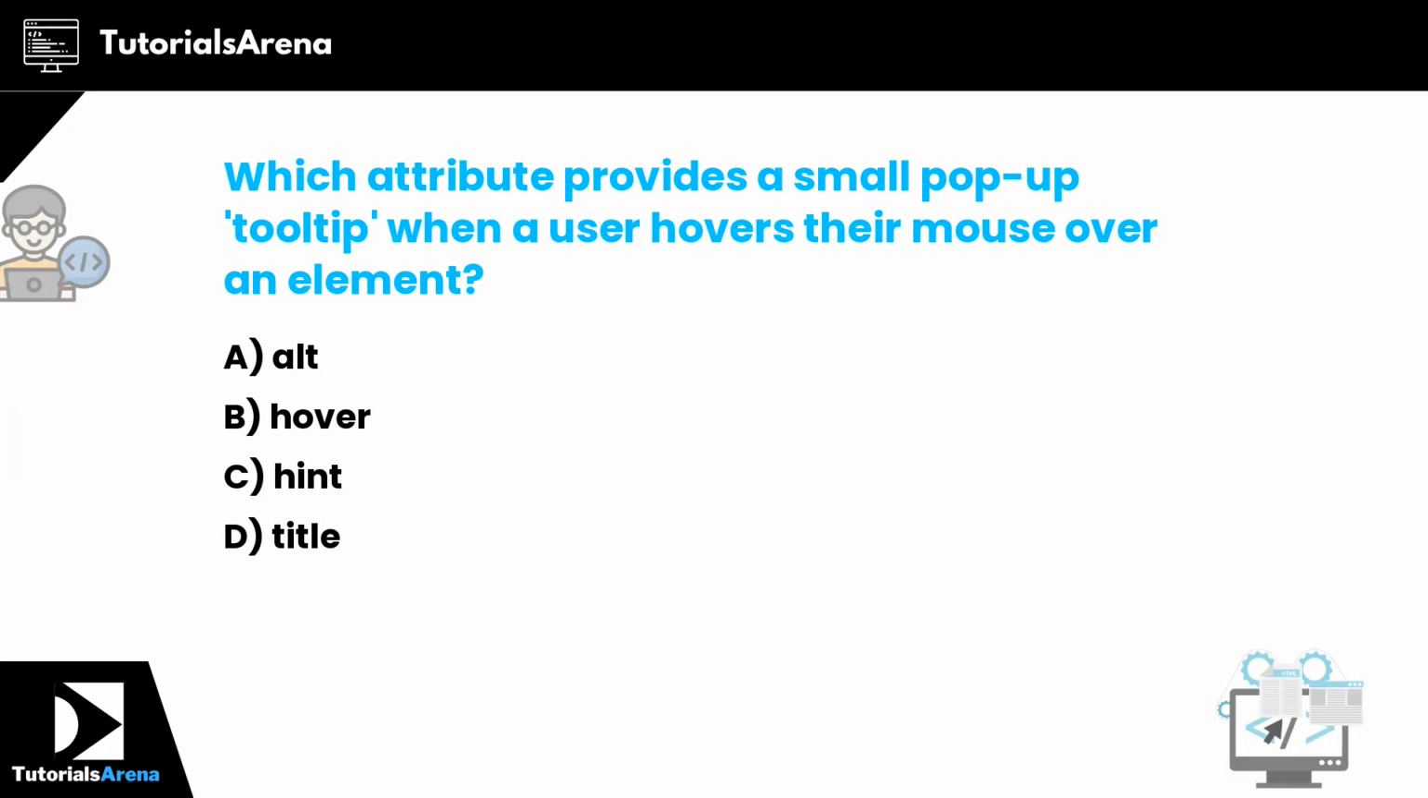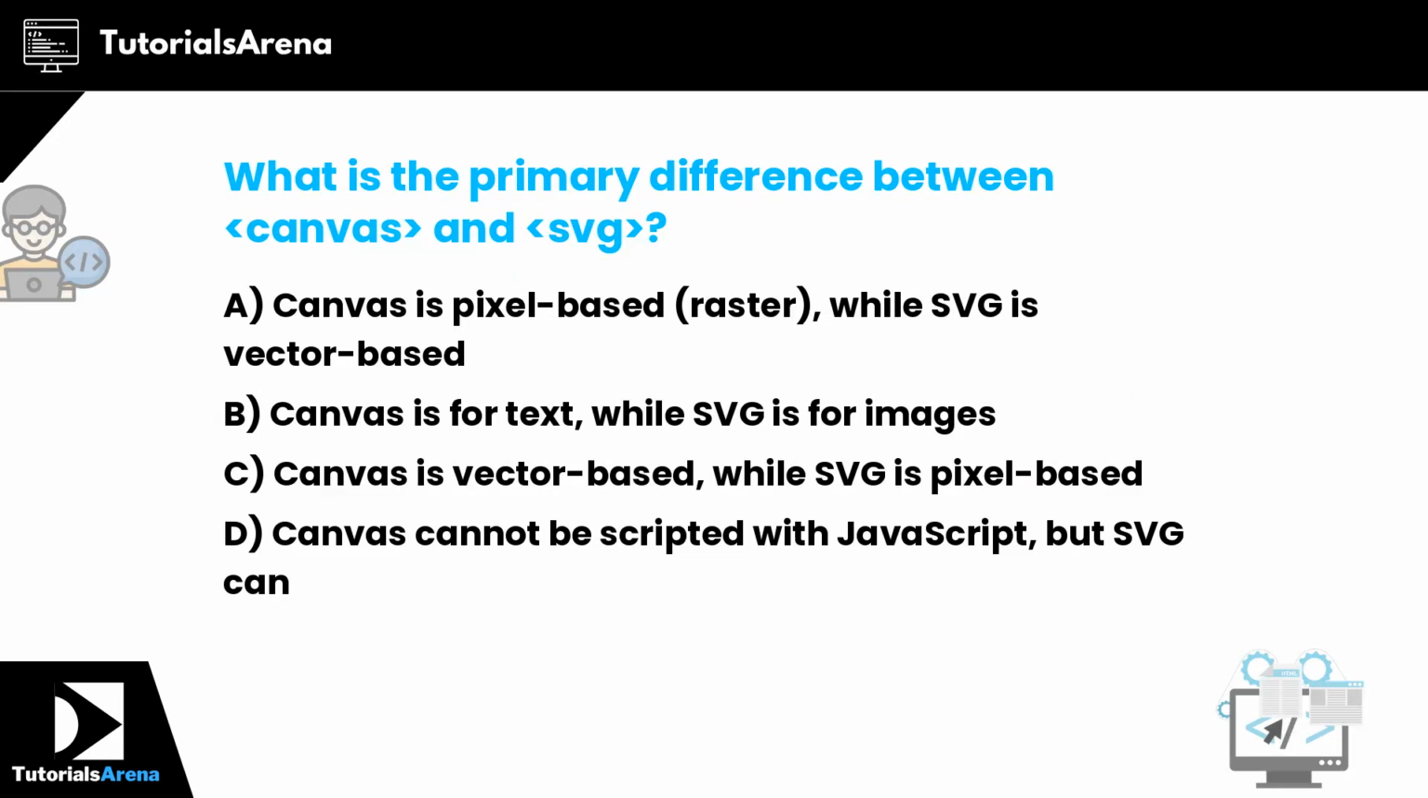Which attribute provides a small pop-up tooltip when a user hovers their mouse over an element? The correct answer is option D, title. What is the primary difference between Canvas and SVG? The correct answer is option A. Canvas is pixel-based, raster, while SVG is vector-based.